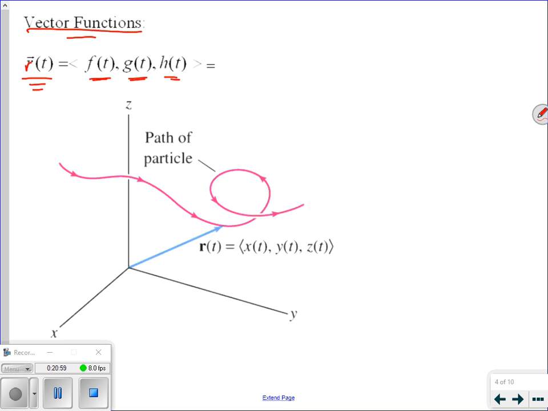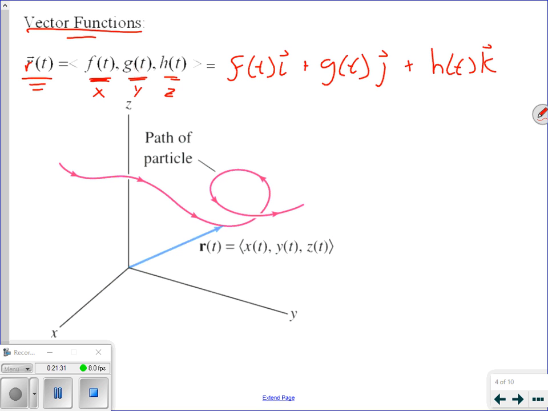Now, this is telling me a position in the x, the y, and the z directions. You could write this as a sum of unit vectors if you really want to, and we might have to do that. So let's go ahead and write that down. Plus g of t times j plus h of t times k. That's something that we could do.